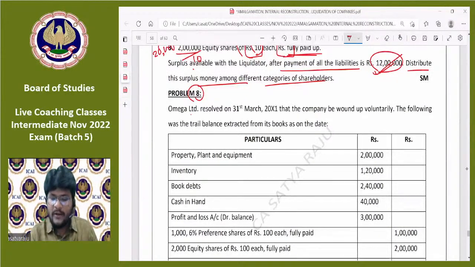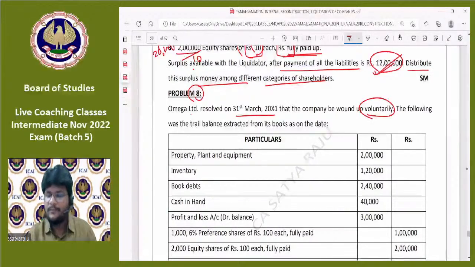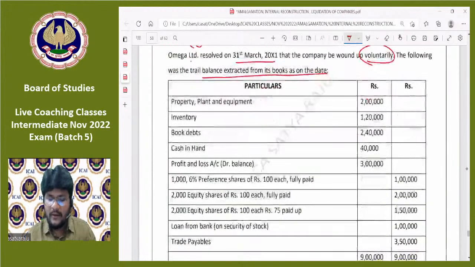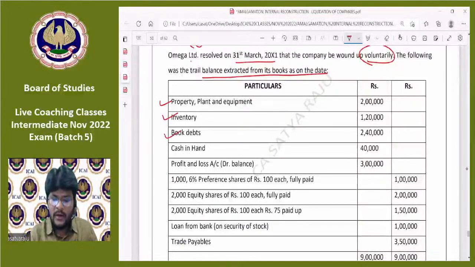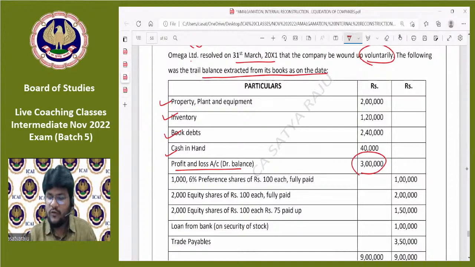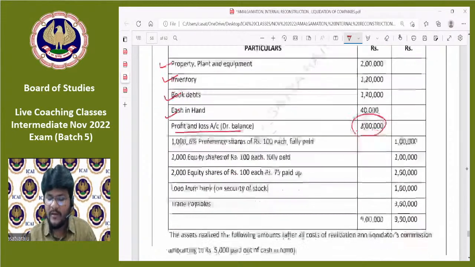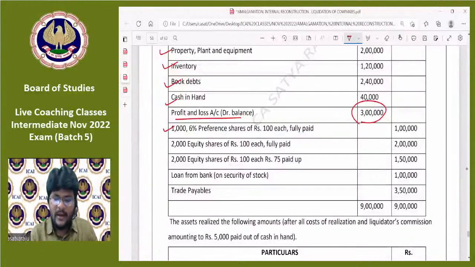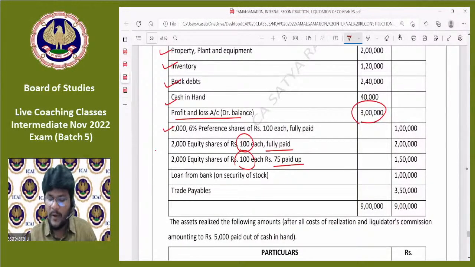Omega Limited resolved on 31st March 2011 that the company be wound up voluntarily, which is a voluntary liquidation. The following was the trial balance extracted from its books as on the date. PPE was given, inventory, book debts, cash in hand, and P&L account debit balance. That is the reason why they are shown on the asset side, having a debit balance. Preference share capital, equity share capital: two different classes are available. If you observe here, one class, face value 100, is fully paid up. Another class, face value 100, is 75 paid up.